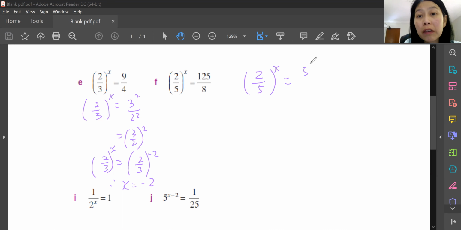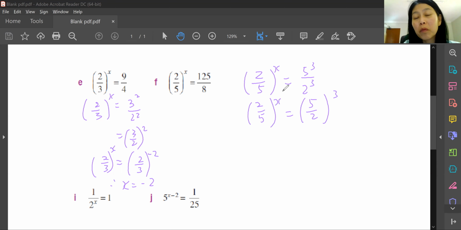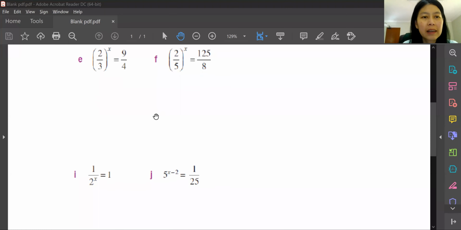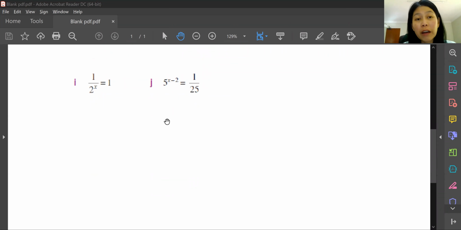So 5 is 5 to the power 3, 8 is 2 to the power 3. Again, if they have the same index, you can put them together and write as one bracket. Now, one more time, the sign, this is positive. It can change to negative. The condition is, what has changed to the numbers? The numbers become reciprocal. Numerator becomes denominator, denominator becomes numerator, they swap. Okay, reciprocal. So x equals minus 3. Got it? You can pause the video, write your working out.